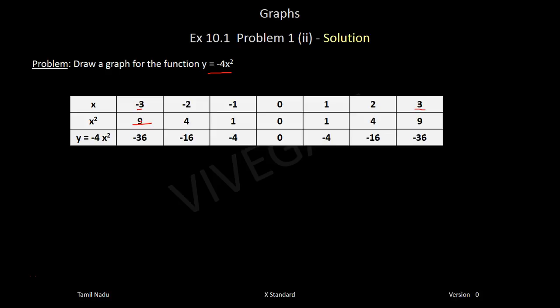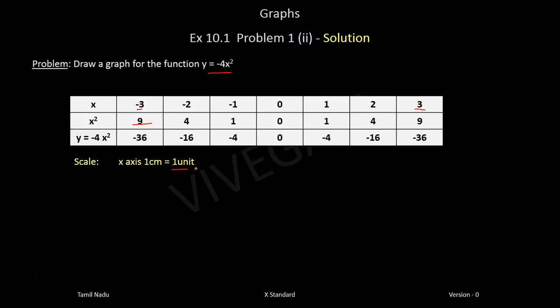So minus 4 into 9 is minus 36, minus 4 into 4 is minus 16, minus 4 into 1 is minus 4, and you can complete the remaining cells. So now we have the table completed. The next thing is that we'll have to fix up the scale. So now look at the x values. X values typically we are taking minus 3 to 3. So we can take the scale of x-axis as 1 centimeter equal to 1 unit.